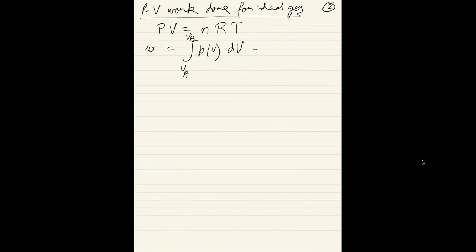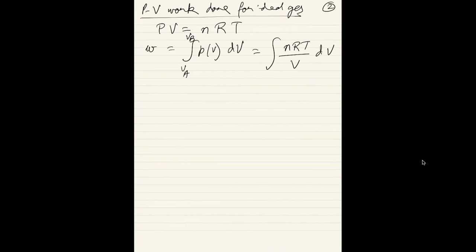So now we can plug in the formula for P as a function of volume. That would be nRT divided by V dV. So far, why did I introduce an integral here?